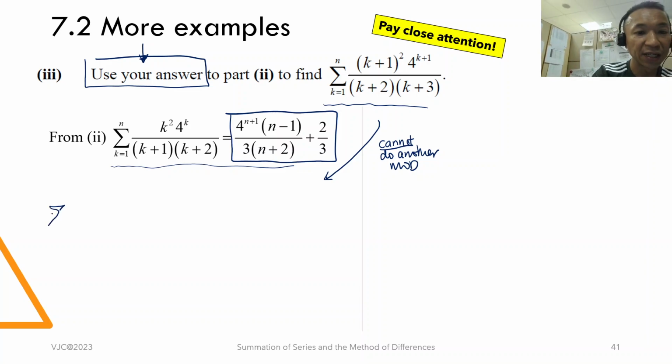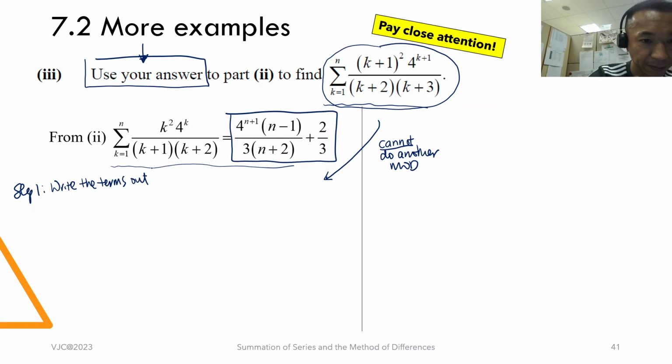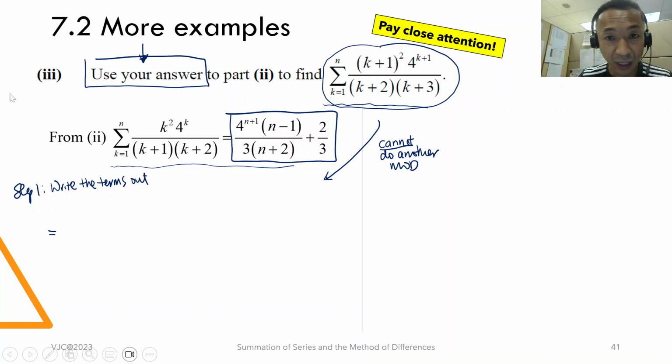Let us first write the terms out. Okay, step 1. Write the terms out. Meaning what? Meaning it's very, very long, I can understand, but it's okay. Let's try. That means this is what you want, right?